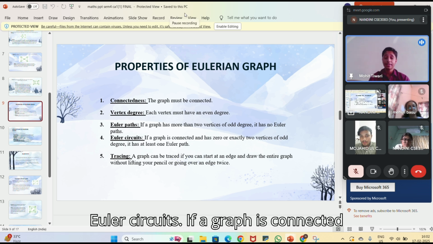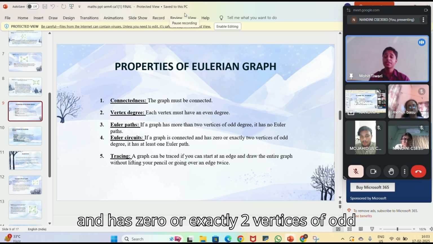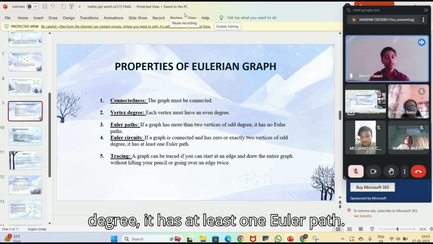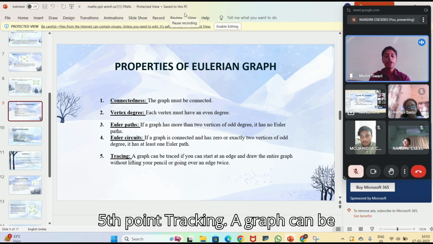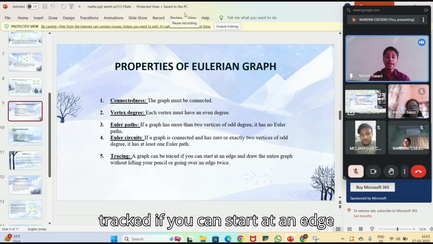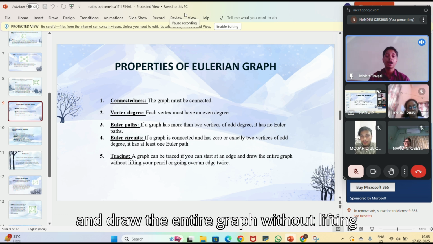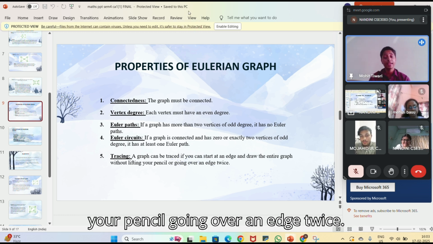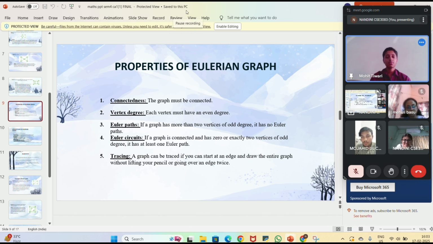Point 4. Euler circuits. If a graph is connected and has zero or exactly two vertices of odd degree, it has at least one Euler path. Fifth point, tracking. A graph can be tracked if you can start at an edge and draw the entire graph without lifting your pencil or going over an edge twice.